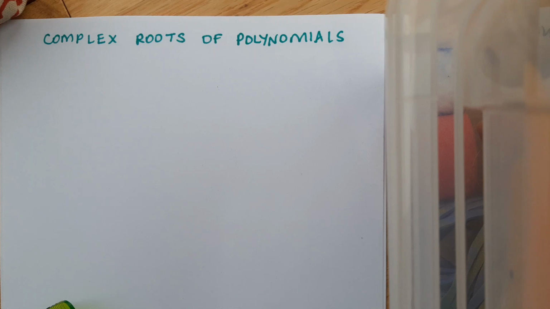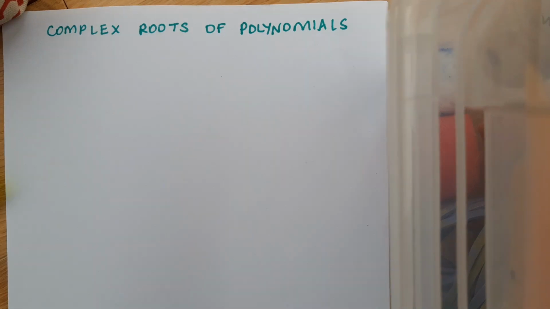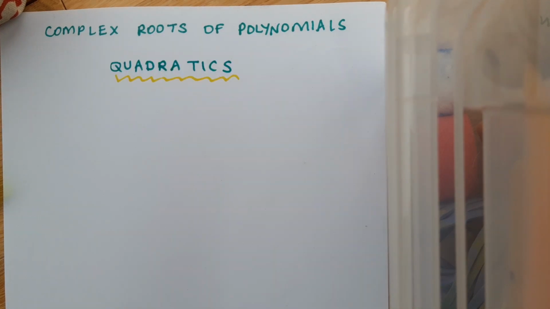This video is about the complex roots of polynomials. And in this video, I'm going to focus specifically on quadratics. So the first thing that I'd like you to think about is, what does a quadratic look like visually? What does its parabola look like if it has complex roots? And could you draw a sketch of an example?